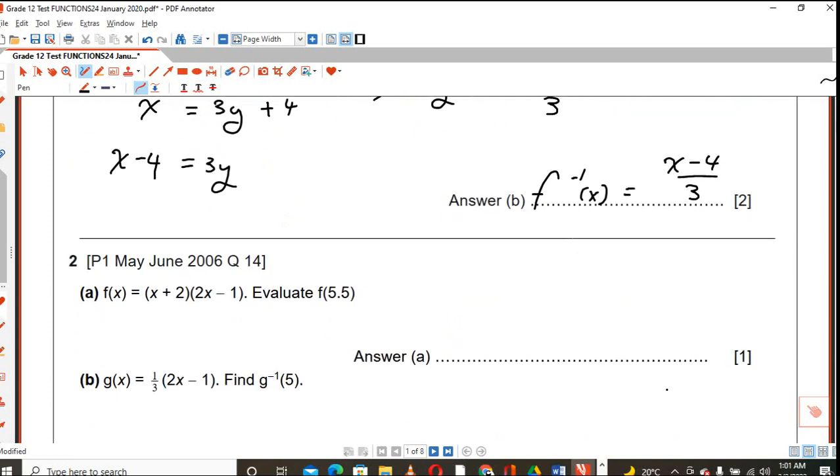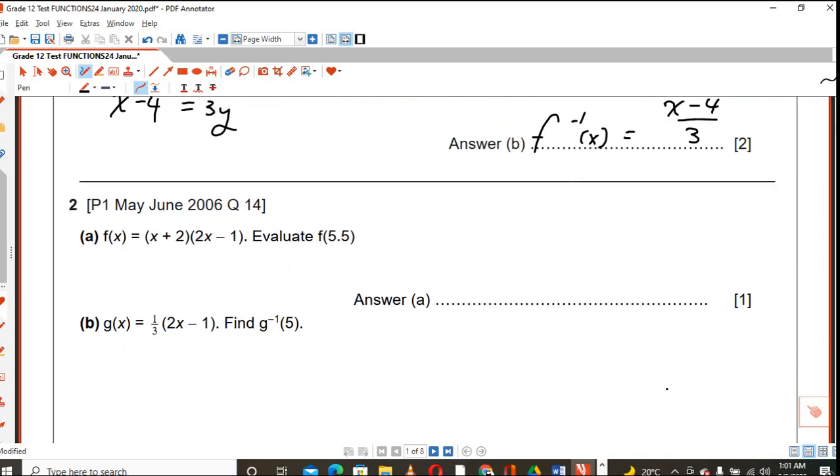Right, so you have another question here. Again, these questions are taken from past papers. It says here you must find the value of f of 5.5. So everywhere where you have the x, you just substitute that with the 5.5. Then just punch it in your calculator, and you should be able to get the answer.